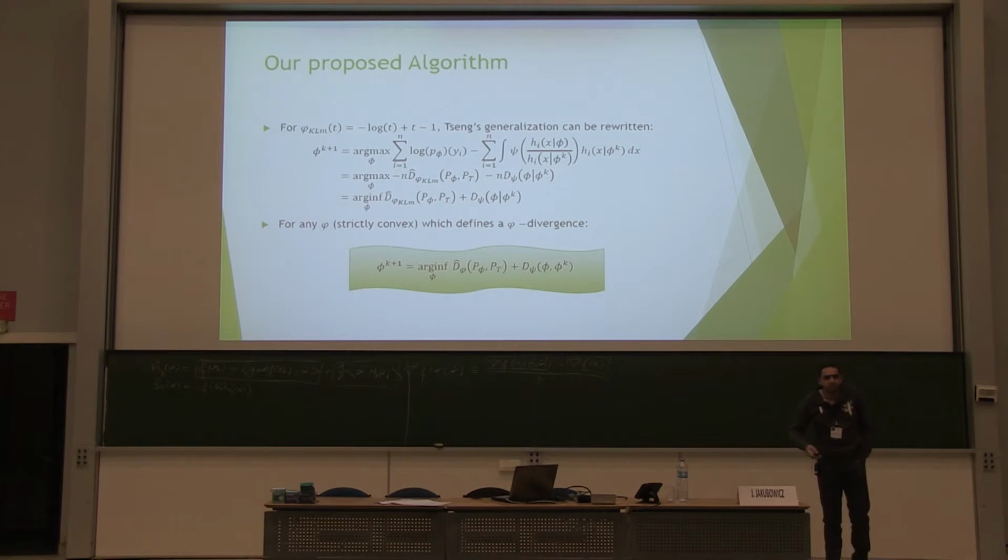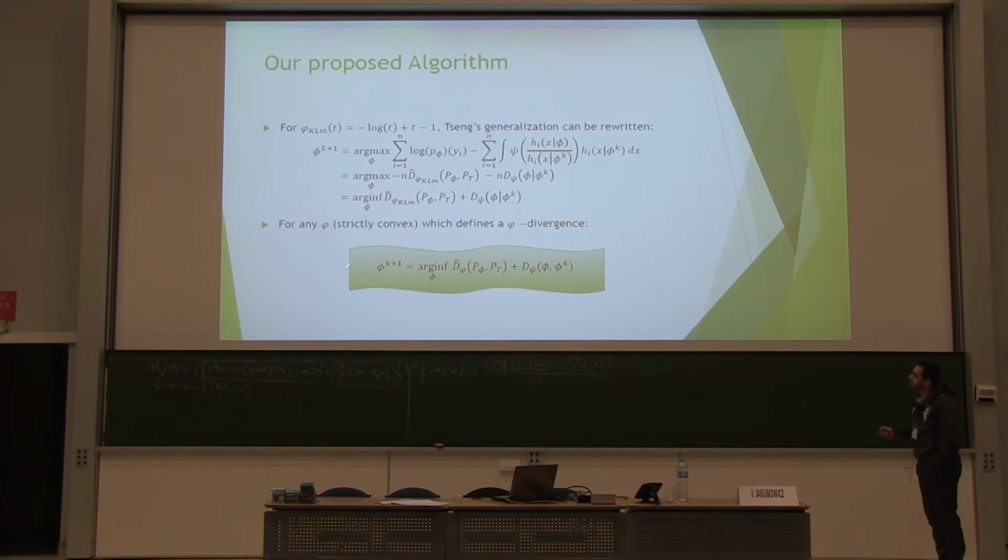Now, a natural generalization for this formula is to replace function phi by any non-negative convex function, or let's say strictly convex function, it would be better, in order to get the final line here, which is what I propose as a new algorithm, which should give robust estimators.